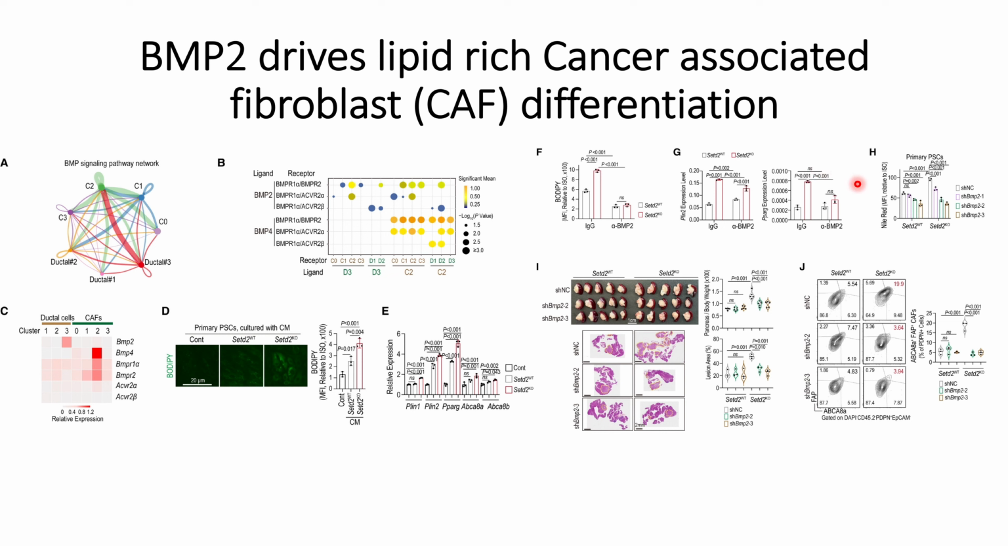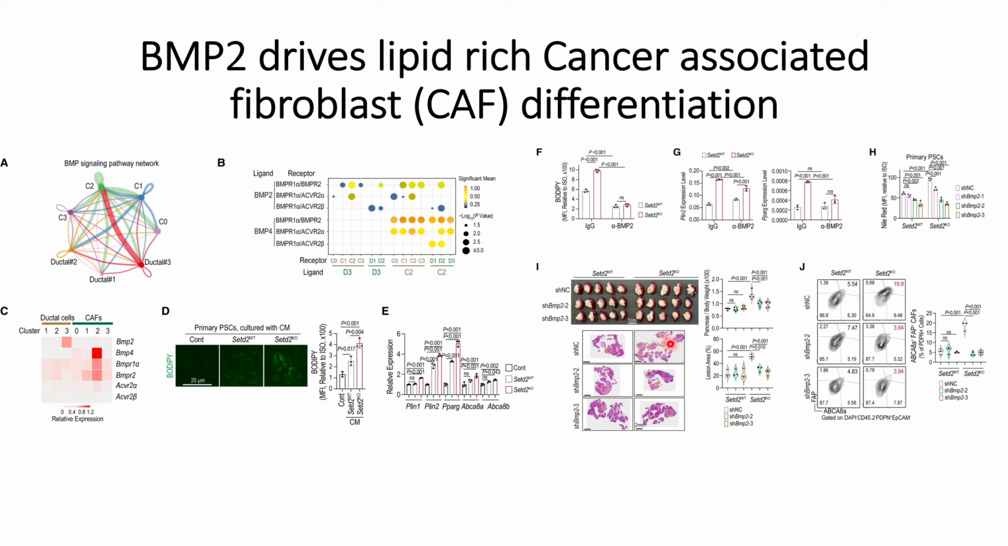And after that, what they did is they silenced this BMP2 in the pancreatic stellate cells with SETD2 wild type and SETD2 knockdown. And what they found is that the decrease in the signals when they silence BMP2 in SETD2 knockdown is higher compared to the case where pancreatic stellate cells with SETD2 wild type are used. This further validates their point that BMP2 plays a role towards these lipid-rich cancer fibroblast formations.